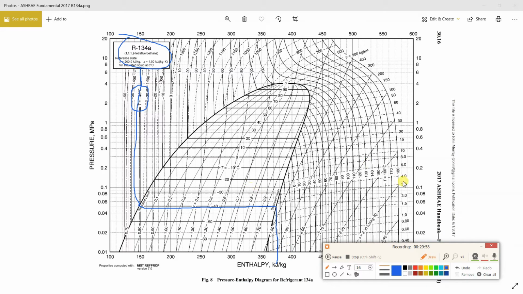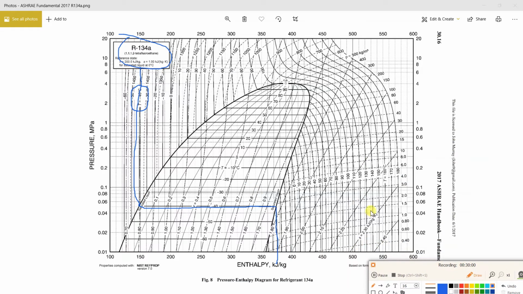Next, you can observe these are constant entropy curves. Next, inside the vapor dome you will find dryness fraction. The dryness fraction of the saturated liquid curve is 0. Then you can see the dryness fraction increases: 0.1, 0.2, and it reaches 0.9. And for the saturated vapor curve, the dryness fraction will be 1.